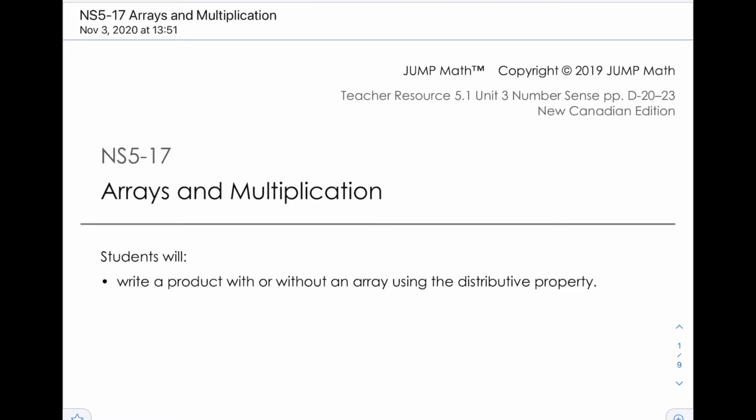Hello everybody, welcome to lesson 17, arrays and multiplication. In this lesson, you will be able to write a product with or without an array using the distributive property. Let's get started.